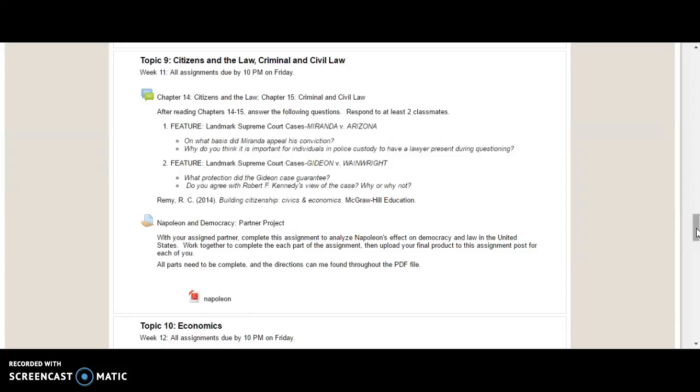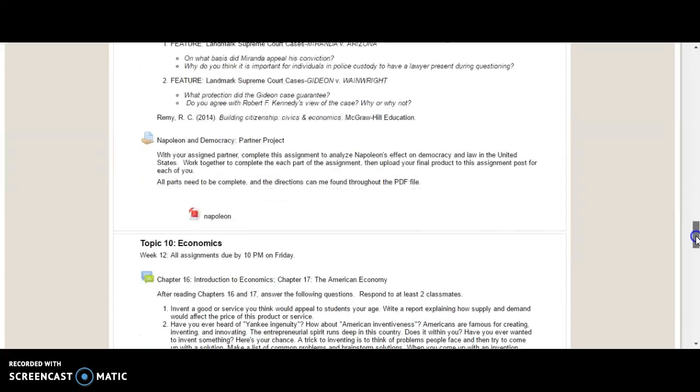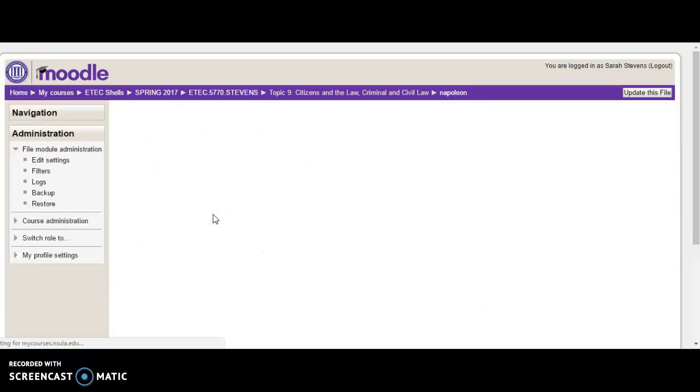Then they actually learn about Napoleon's effect on democracy and the effect that his ideals had on law in the United States, as well as law in Louisiana, because we are actually the only state that recognizes the Napoleonic Code. And this activity is actually also fairly extensive.